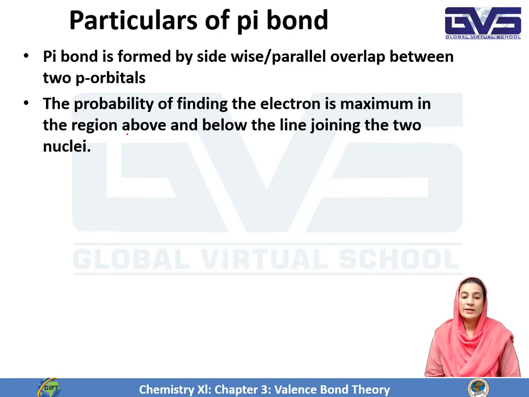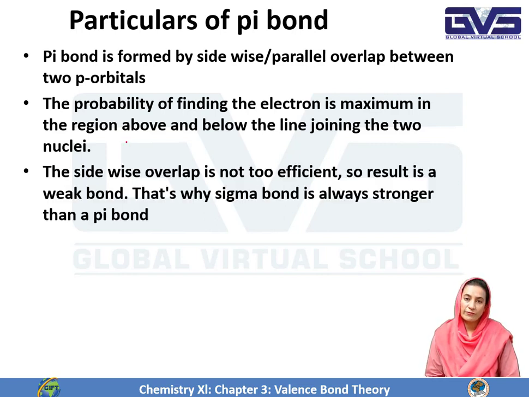The sidewise overlapping is not too efficient because electron density is not distributed above and below, so this is a weaker, less efficient bond. So the result is a weak bond. That's why a sigma bond is always stronger than a pi bond.